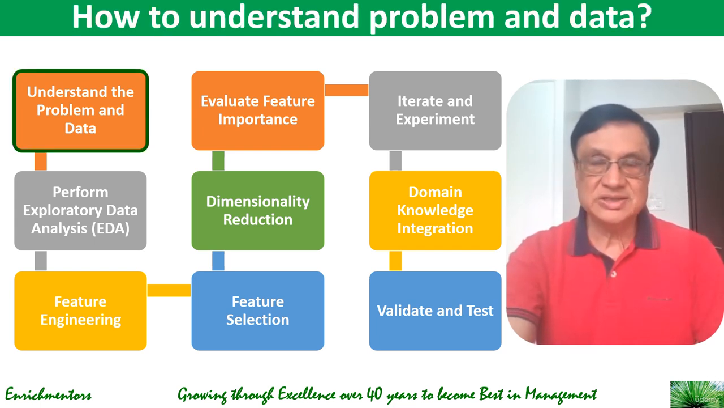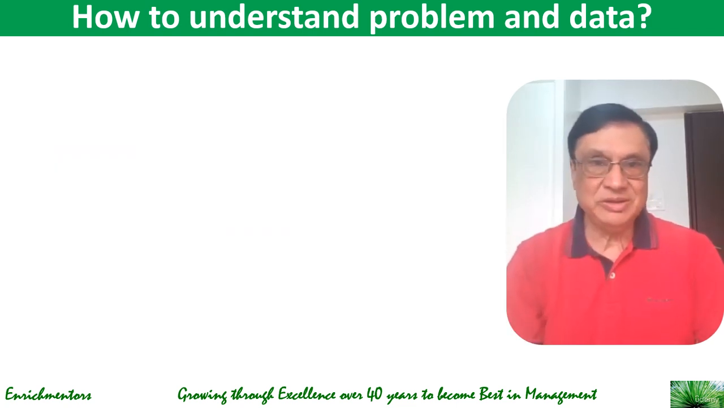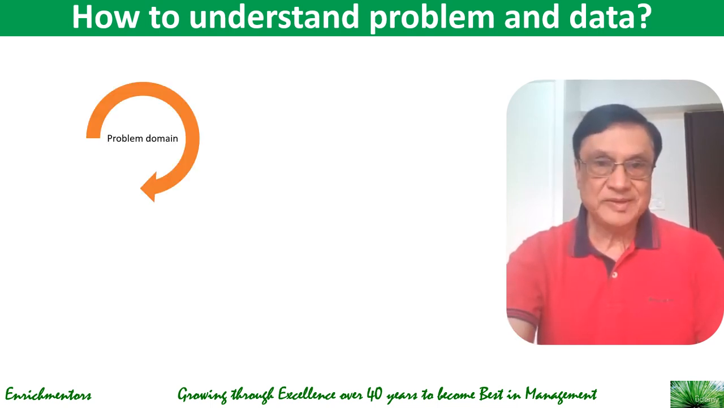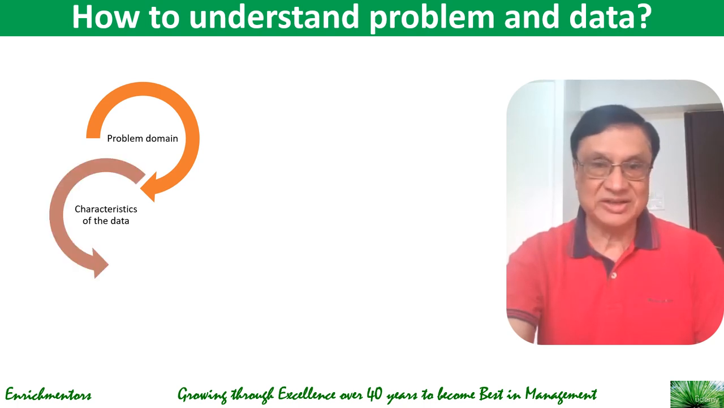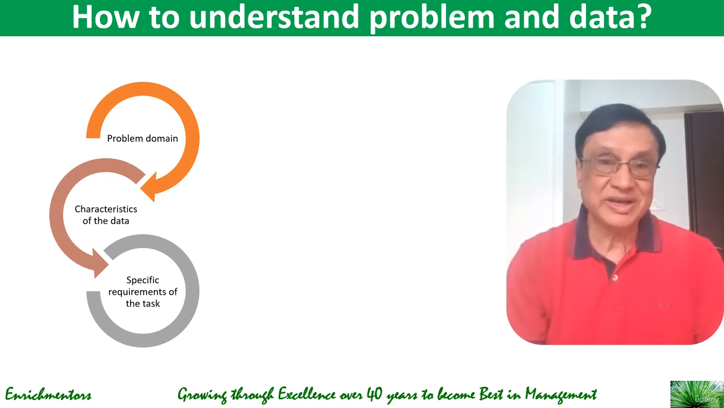So how do you think you can understand the problem and data? This is a common step in all machine learning, and I would say even in life, in all businesses. To understand the problem and data, you need to get a deep understanding of the problem domain, what is the area of the problem, the characteristics of the data, and specific requirements of the task. So you need to understand what you are required to do, what is your area of the problem, and what is peculiar about your data that will help you design the features.